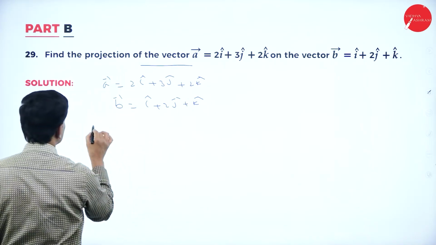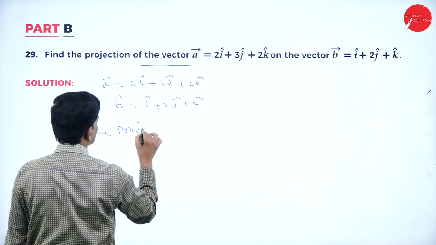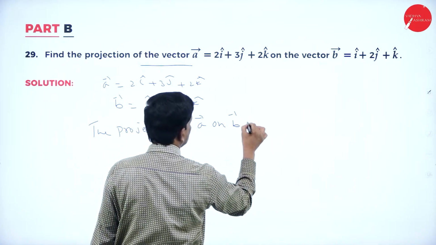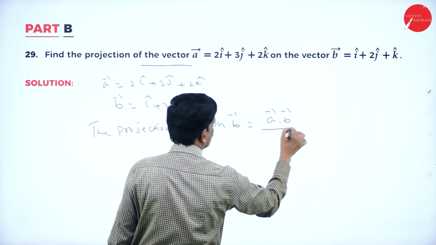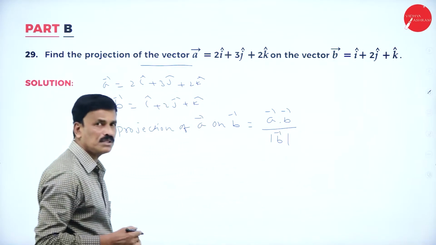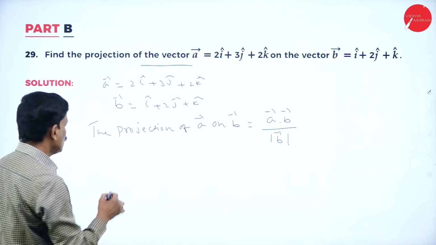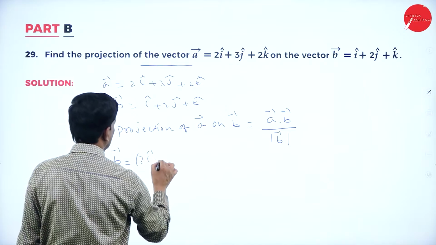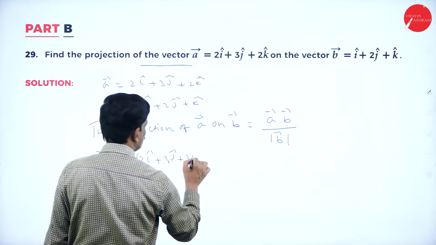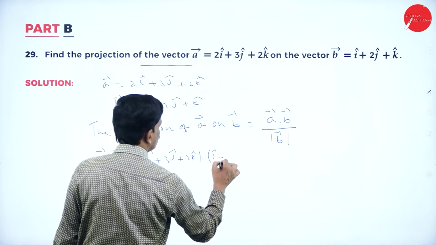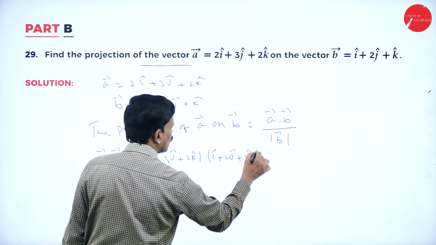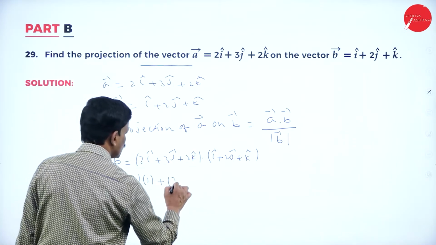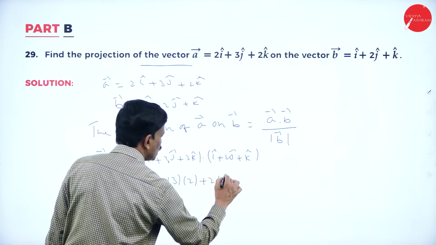What is required to find the projection? The projection of vector A on vector B is always equal to vector A dot B divided by length of vector B. A dot B divided by length of vector B. Now, find out A dot B, the dot product of these two vectors, that is 2i cap plus 3j cap plus 2k cap dot i cap plus 2j cap plus k cap. Just multiply the coefficients of i and i, 2 into 1, plus j and j, 3 into 2, plus k and k, 2 into 1.